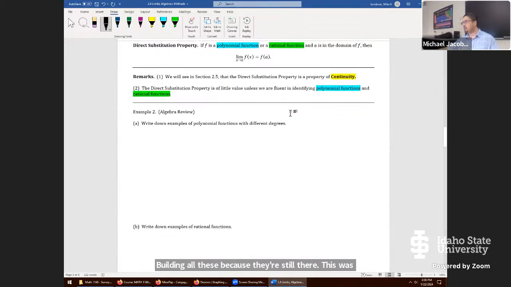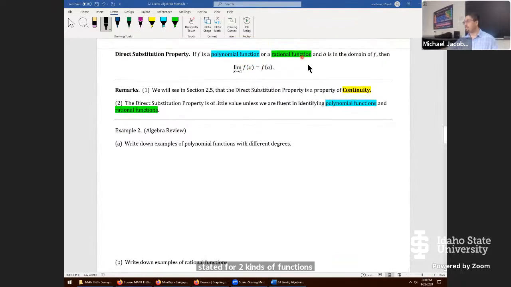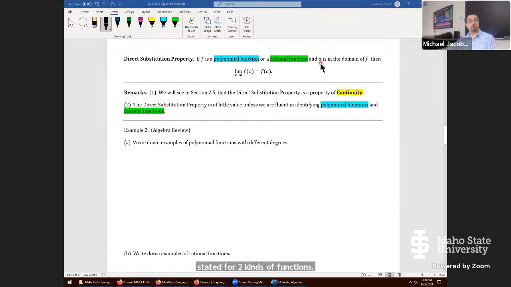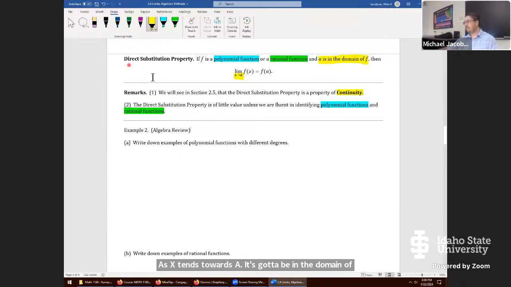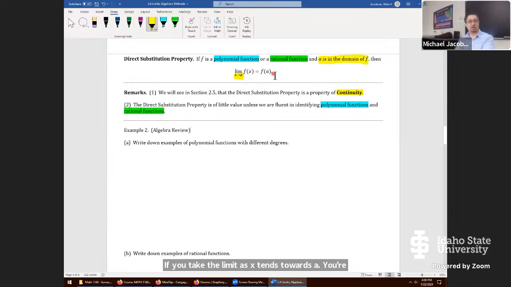First thing we need is the good old direct substitution property. It is powerful, but for the moment, it's only stated for two kinds of functions, the polynomial functions and rational functions. And it's a requirement that when you go to use this, as x tends towards a, a has got to be in the domain of that function f. So pick any polynomial, any rational function. If you take the limit as x tends towards a, you're plugging a into the function. The whole limiting process is just a function evaluation.